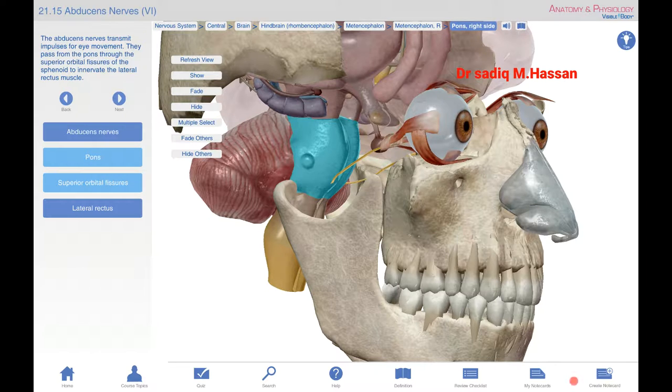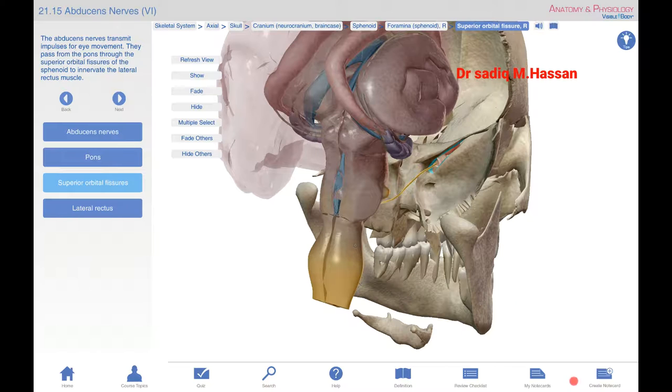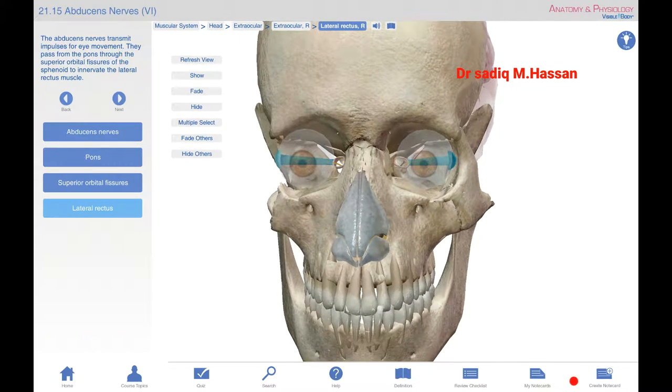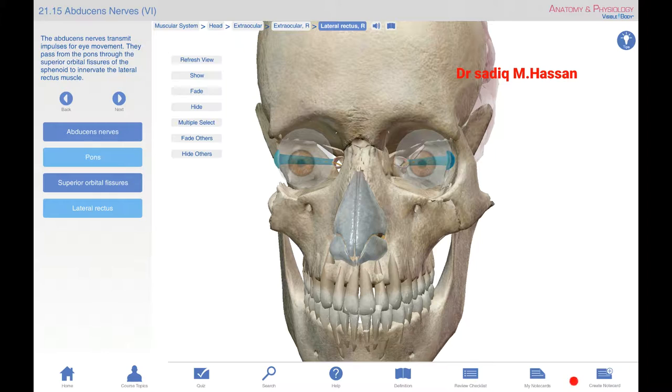This is the superior orbital fissure, and fissures we will discuss one time, inshallah, in a separate video. The superior orbital fissure supplies this muscle, only this muscle, which is highlighted. That is the lateral rectus muscle.